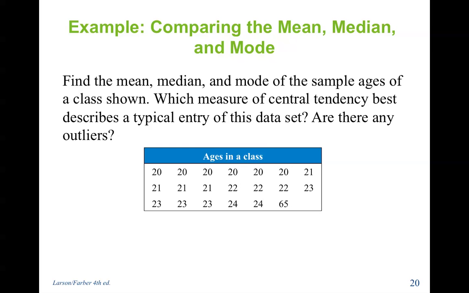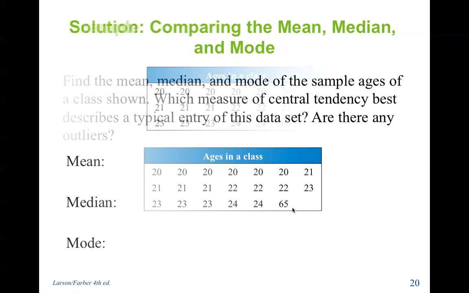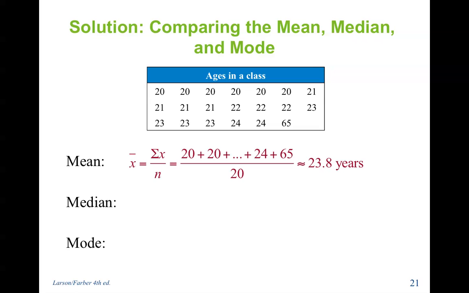So we're going to find the mean, median, and mode of the sample ages of a class shown here. As you notice, they're already ordered for us. So there's 20s, 21s, 22s, 23s, 24s, and a person that is 65 years old. If we were to find the mean, we need to add them all up and divide by 20. That gives us 23.8 years.